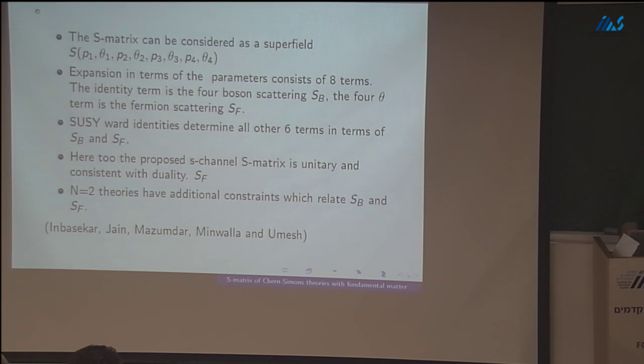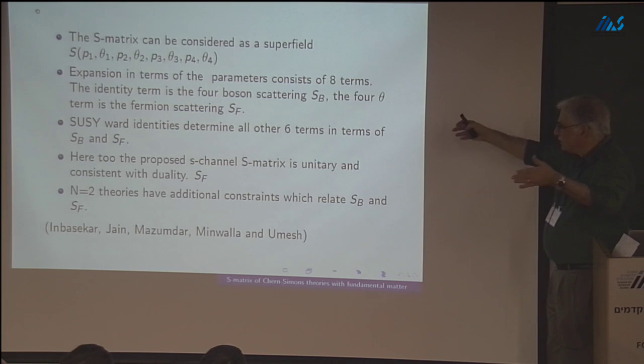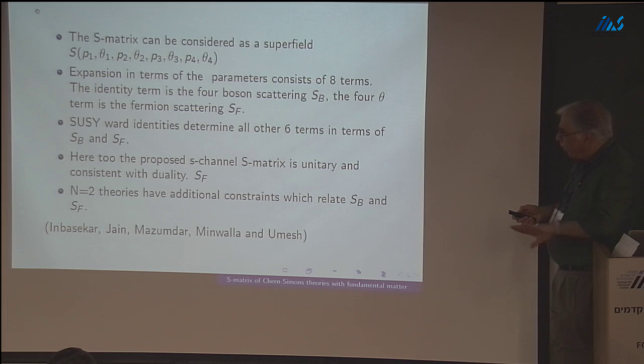And then I just wanted to mention that Shiraz and collaborators have also studied the S matrix in supersymmetric theories. In a supersymmetric theory, you can think of the S matrix as a superfield, and for the N equal to 1 theory, there is this very beautiful result that the supersymmetric Ward identities determine all these S matrices. There are 8 S matrices basically for various combinations of particles, and all of them are determined in terms of the basic bosonic and fermionic S matrix. This is a lovely result, I thought.